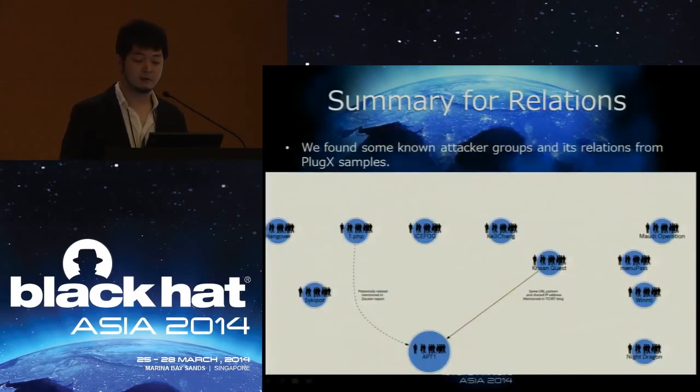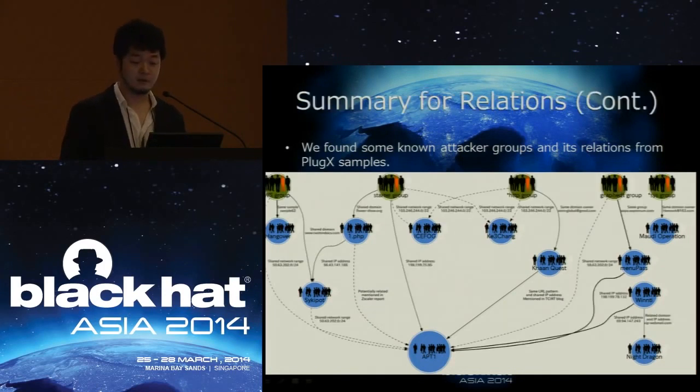Okay, that's it for association. This is a summary of the non-attacker groups we found from PlugX samples at this time. We can see 11 known groups or operations. And this is a summary of the relationships between PlugX groups and known attackers. We found some relationships from our research. Wow, there are a lot of relations we found.